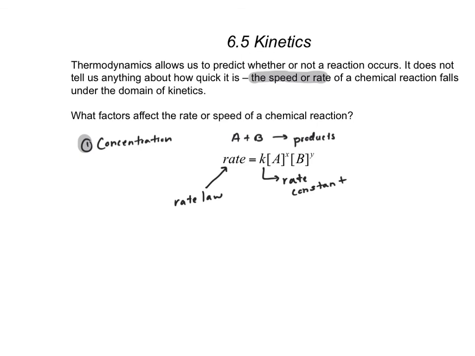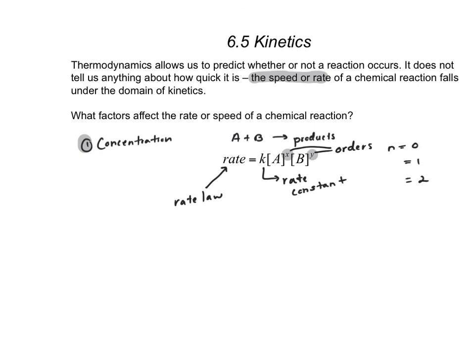What were these x and y's? What were these exponents called? They were the orders. First order, second order. So the orders were telling us the actual relationship between rate and concentration. What can these values be? They could be 0, 1, or 2. So these orders could be a 0, a 1, or a 2.